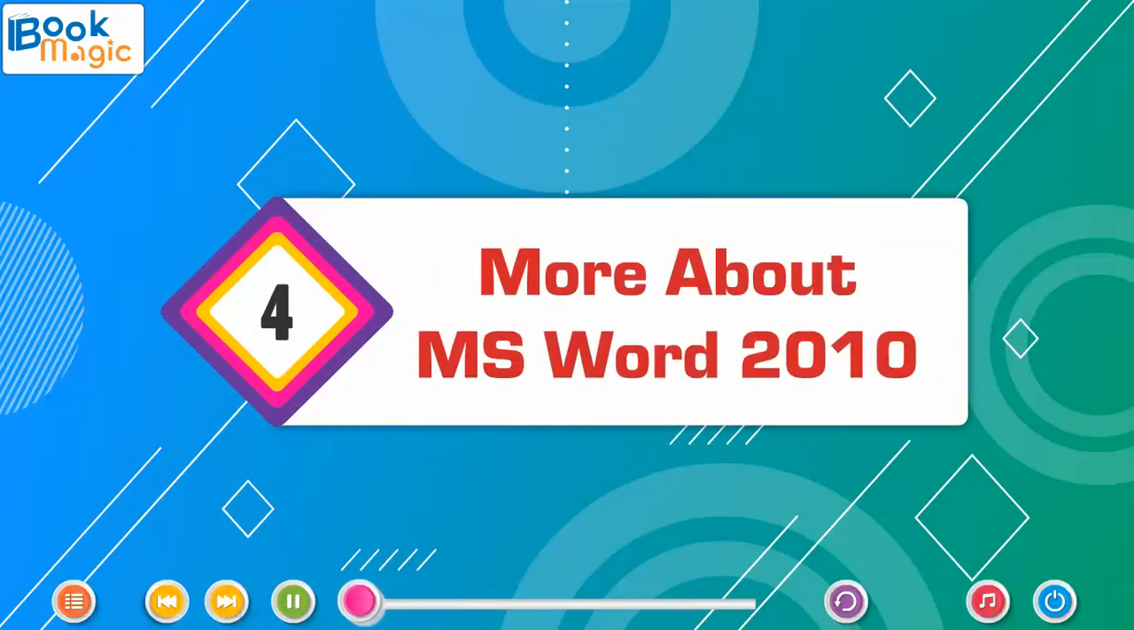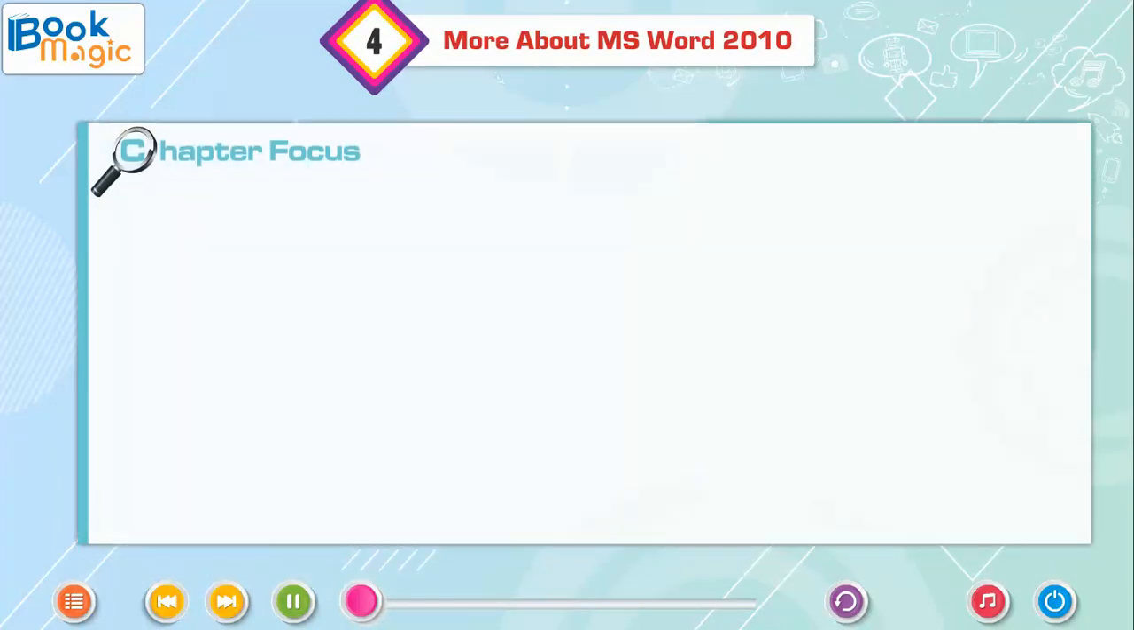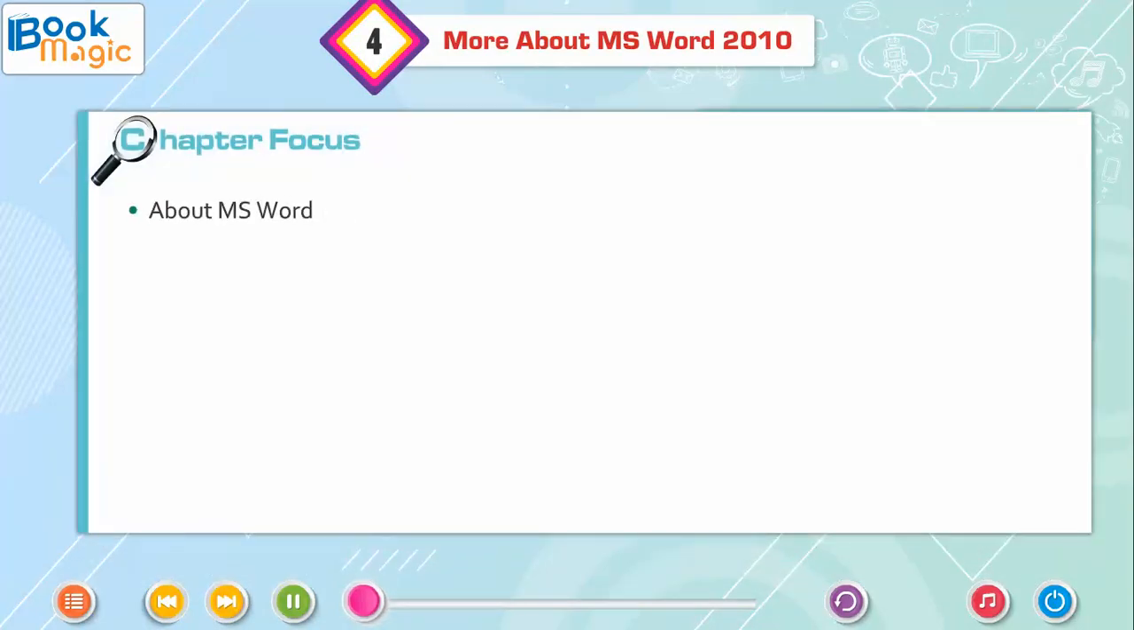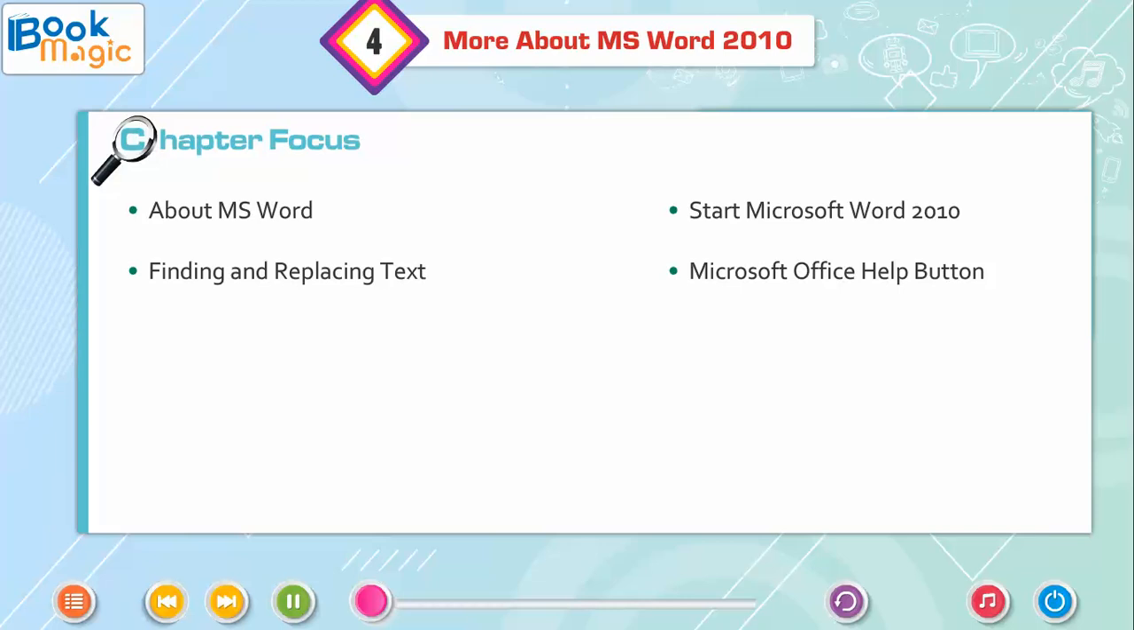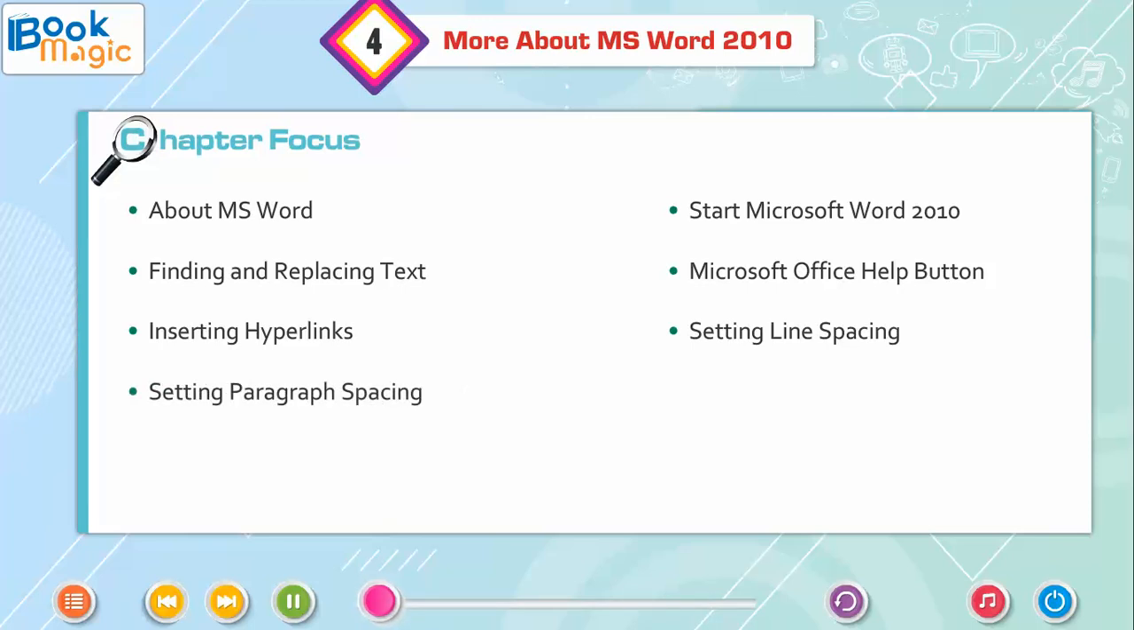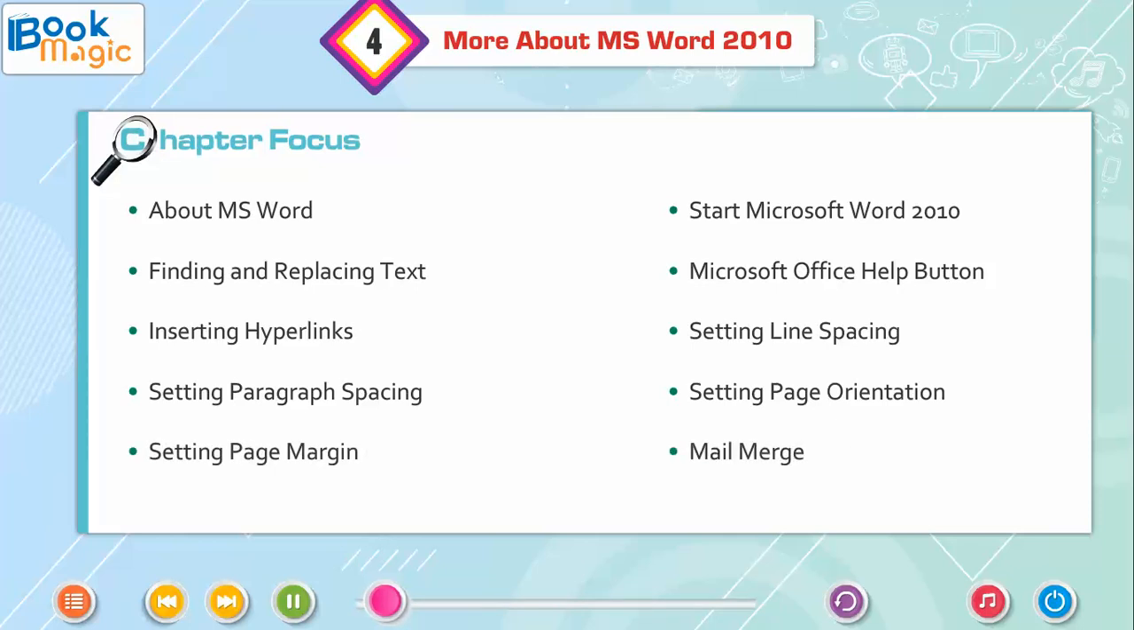Chapter 4. More about MS Word 2010. Chapter Focus. About MS Word. Start Microsoft Word 2010. Finding and replacing text. Microsoft Office Help button. Inserting hyperlinks. Setting line spacing. Setting paragraph spacing. Setting page orientation. Setting page margin. Mail merge.